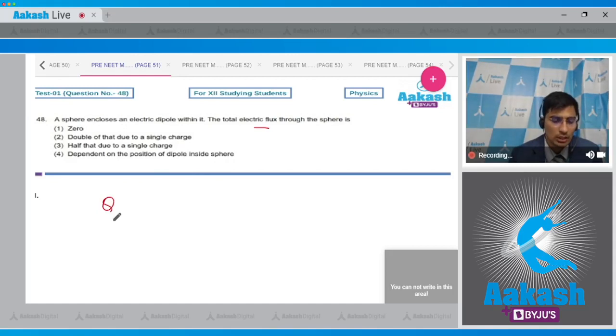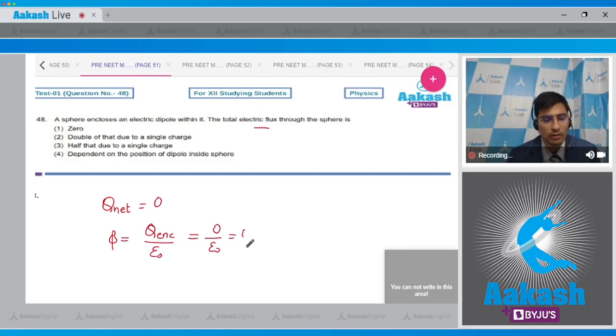Dear students, the total charge on a dipole is equal to 0 as it is composed of equal and opposite charges. And as per Gauss's law, the electric flux is equal to the enclosed net charge divided by epsilon naught. In this case, the enclosed net charge will be equal to 0. So 0 by epsilon naught will give us a value of 0. Therefore, the total electric flux through this sphere will be equal to 0. And hence, for this question, the correct answer turns out to be option number 1. Now, let us solve the question number 49.